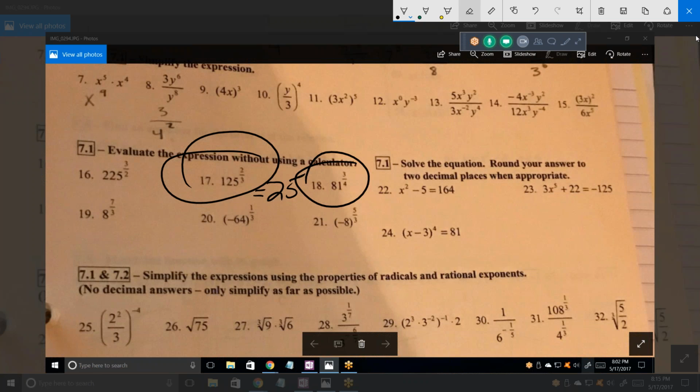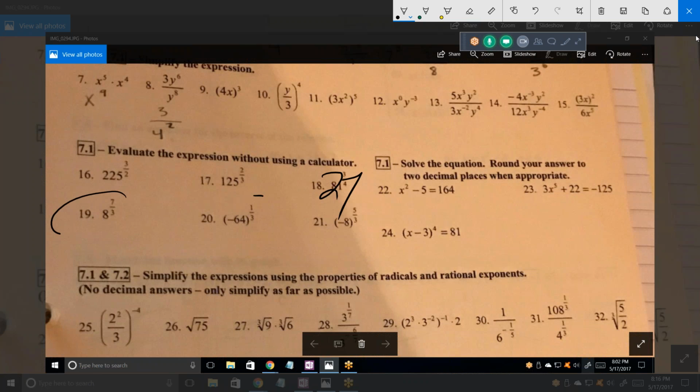Exactly. Okay, what's the fourth root of 81? 3. So it would be 3 to the third. What is 3 cubed? Oh, my bad. So 3 times 3 is 9, times 3 is 27. Okay, how about this one?